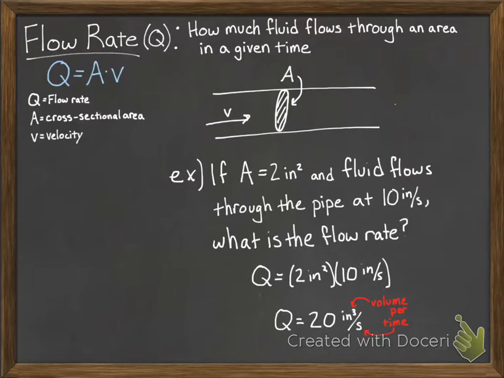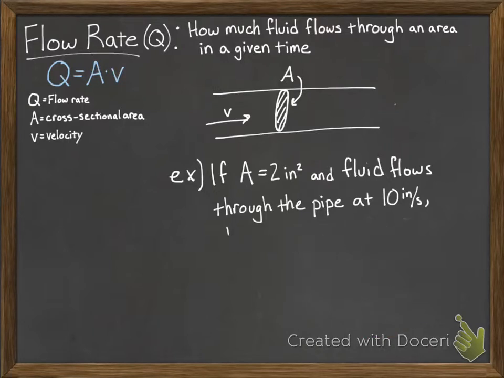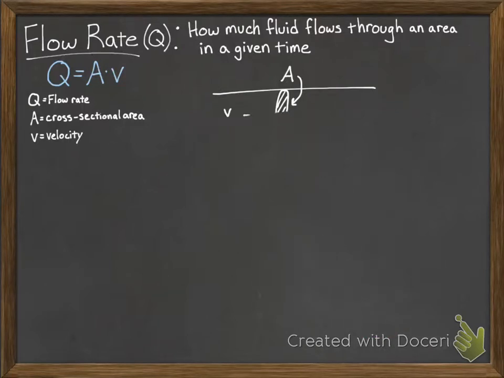So that's your basic problem in flow rate, but often they're going to be a little bit more difficult than that. You probably won't be given the area. You might be given the diameter or the radius of the pipe, and then you'll have to calculate the area from there. So make sure you know your circle equations. Alright, so let's try a little more advanced problem.